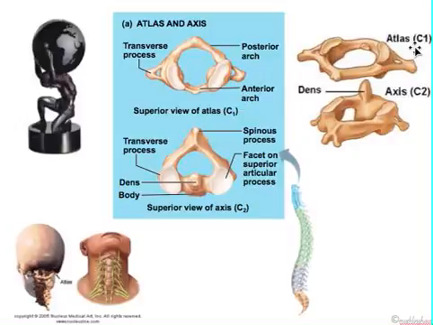And then secondly, we have the axis. And the axis has its name because it creates the axis around which the head can rotate. The dens sort of is responsible for that. And that also, of course, the second one, so we can also call it C2.